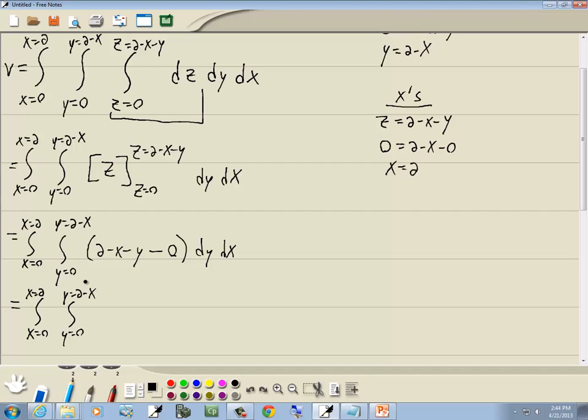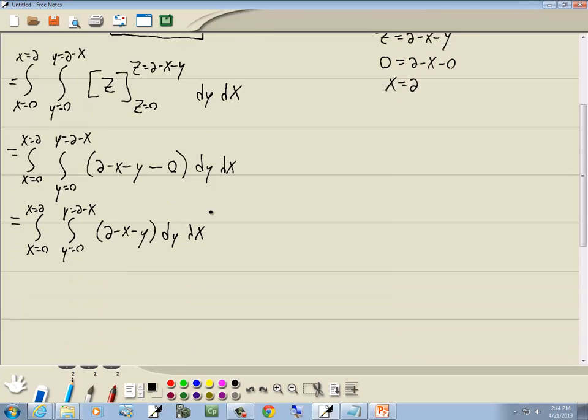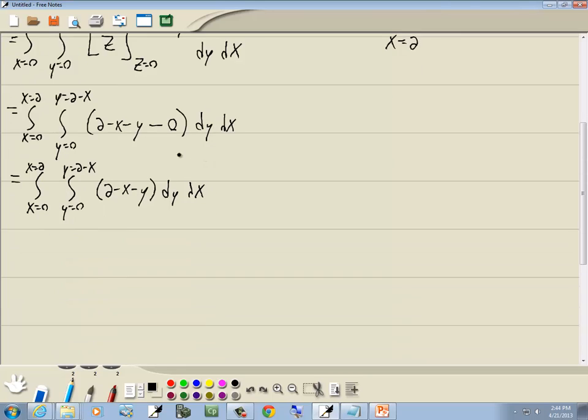Okay, the 0 drops away, and now we're integrating with respect to y. Actually, what am I doing? I was going to simplify it first. Okay, 2 minus x minus y. 0 just drops away.